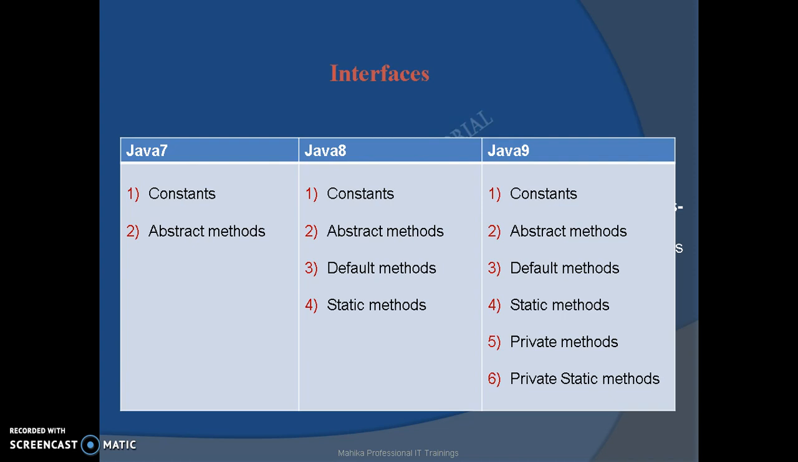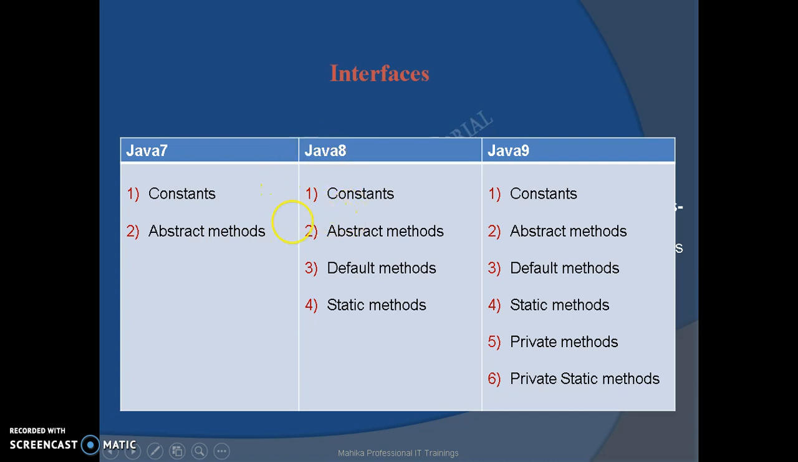Up to Java 7, interfaces were permitted to have only constants and abstract methods. That is, concrete methods were not permitted till Java 7. Only constants and abstract methods were permitted to be given in an interface.